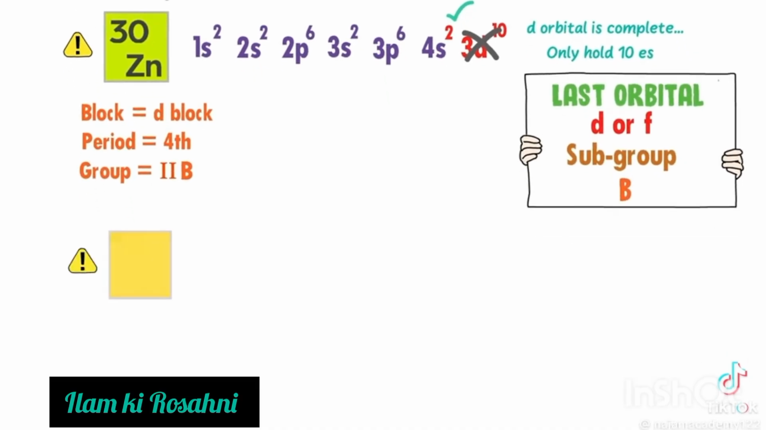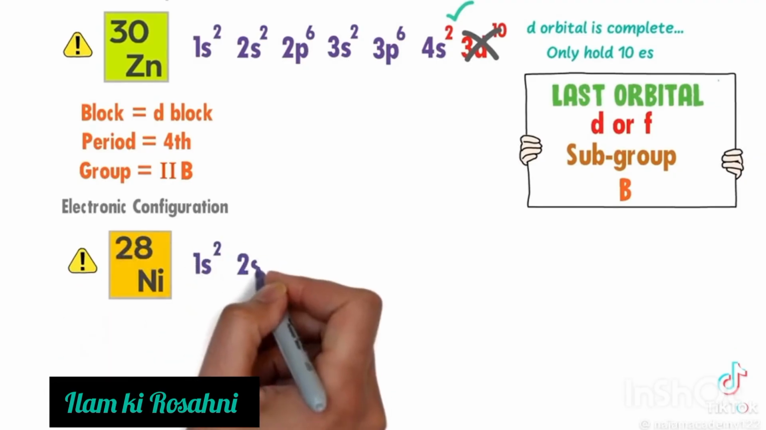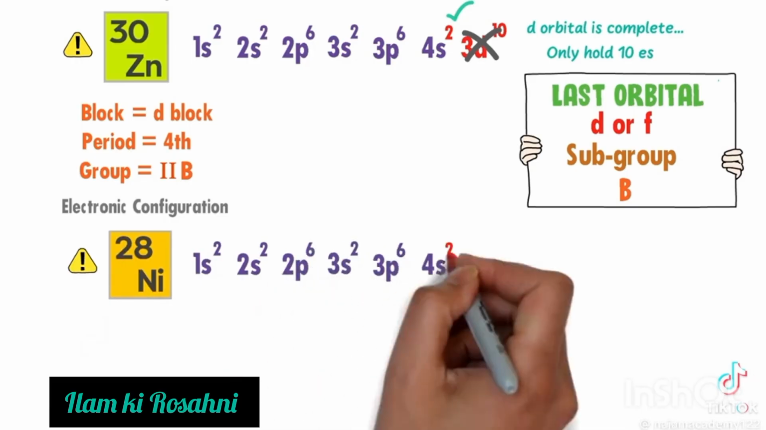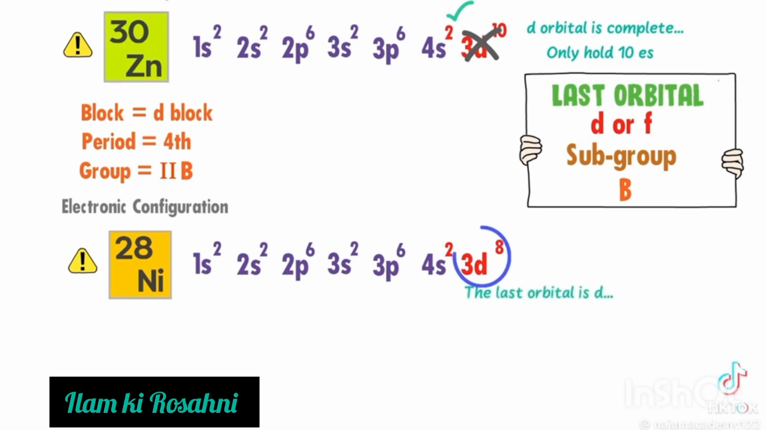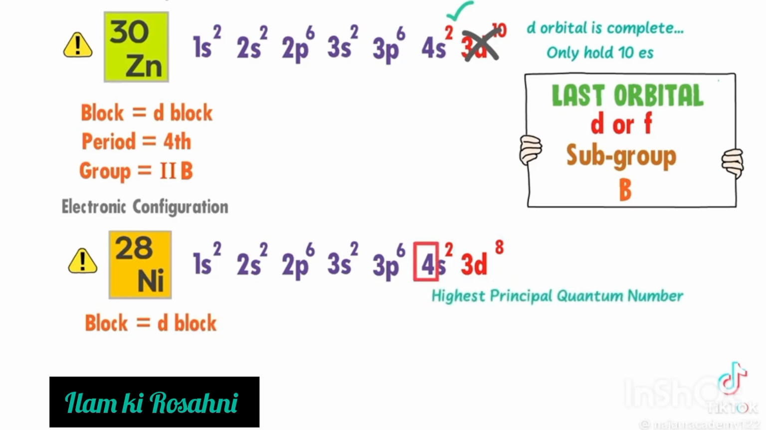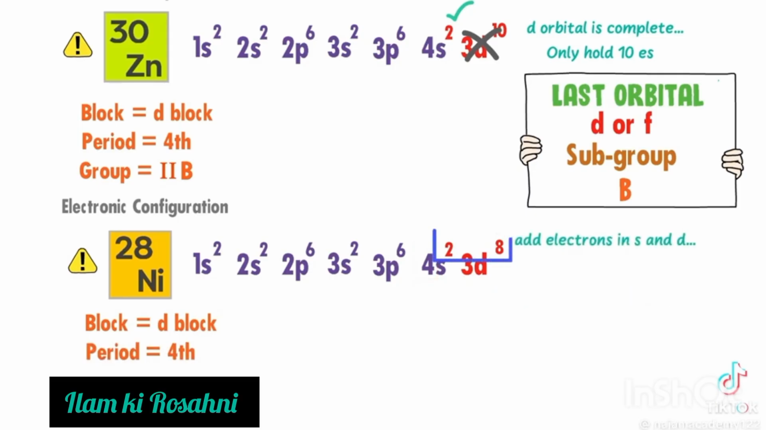Another special case is nickel, whose atomic number is 28. The electronic configuration of nickel is 1s2, 2s2, 2p6, 3s2, 3p6, 4s2 and 3d8. The last electrons of nickel are in the d orbital, so it is a d block element. The highest principal quantum number of nickel is 4, so the period of nickel is 4th. Now to find the group number, we add the electrons in the d orbital and s orbital. 8 plus 2 is equal to 10.